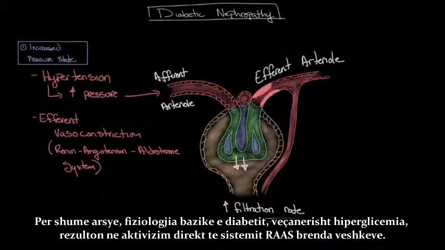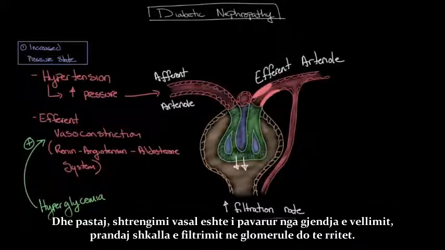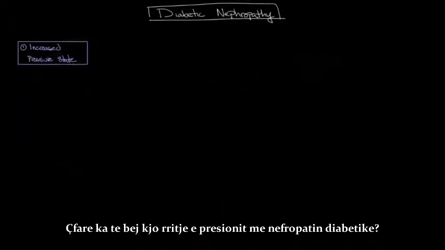For some reason, the underlying physiology of diabetes, specifically the hyperglycemia, results in a direct intrarenal, or within the kidney, activation of this renin-angiotensin-aldosterone system, and subsequently efferent vasoconstriction independent of the volume status of the individual, and therefore increases the glomerular filtration rate. So how does this increased pressure relate to diabetic nephropathy?